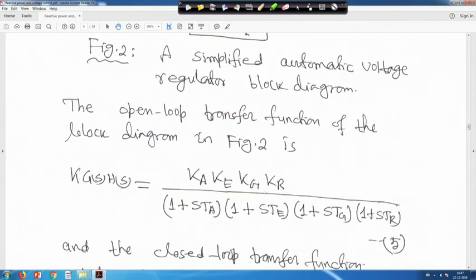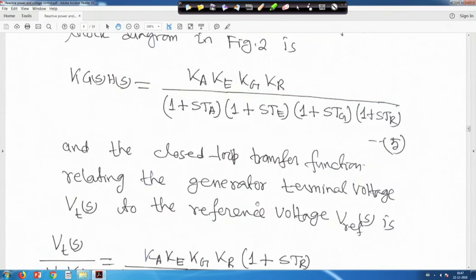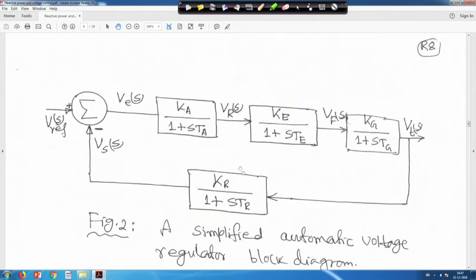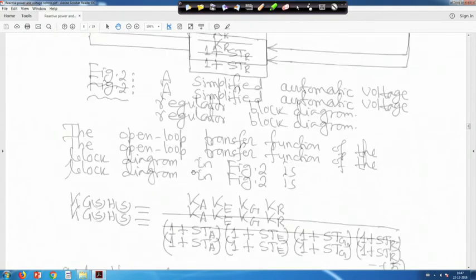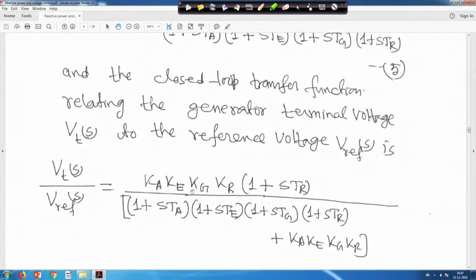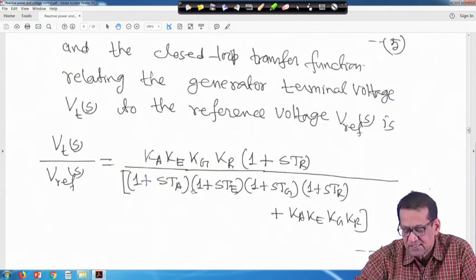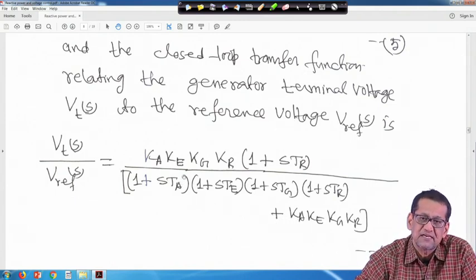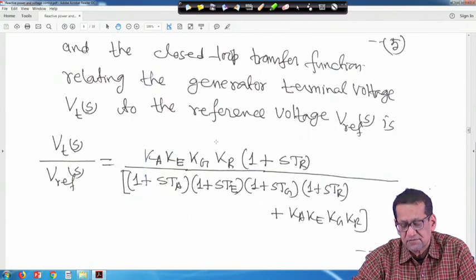And the closed loop transfer function relating the generator terminal voltage VTS to the reference voltage V reference, that is VTS upon V reference. If you try to find out the transfer function, you will get Ka, Ke, Kg, Kr into 1 plus Str divided by 1 plus Sta into 1 plus Ste into 1 plus Stg into 1 plus Str plus Ka, Ke, Kg, Kr. This is equation 6. So, this is the transfer function.